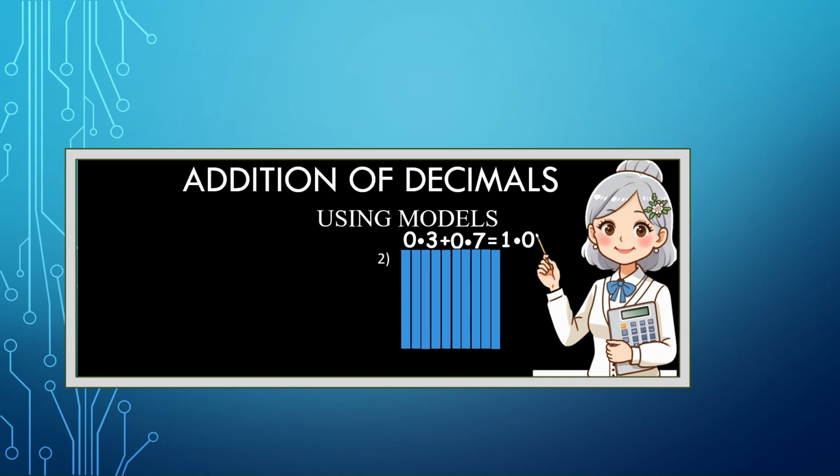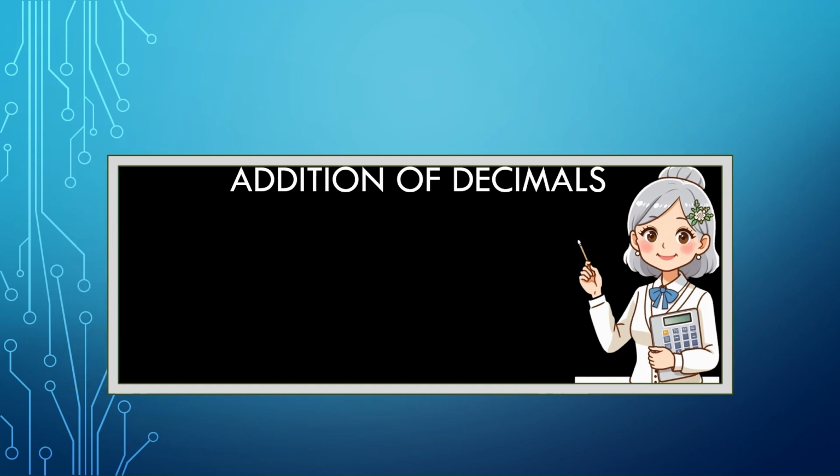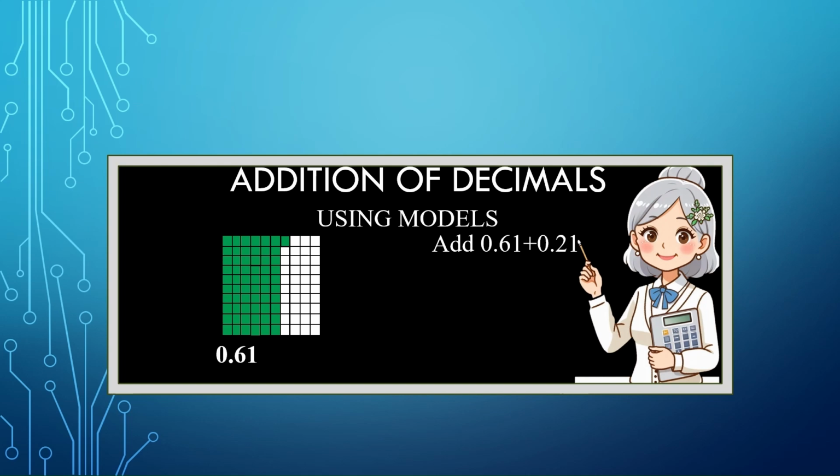Always remember to align the decimal points when writing the numbers one below the other to make addition easier and accurate. Take a third example, adding hundredths. Add 0.61 plus 0.21. This is 0.61 and to this you add 0.21. So as before, all these we can shade in one color, which is equal to 0.82.